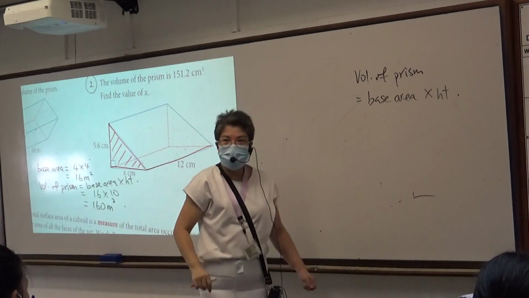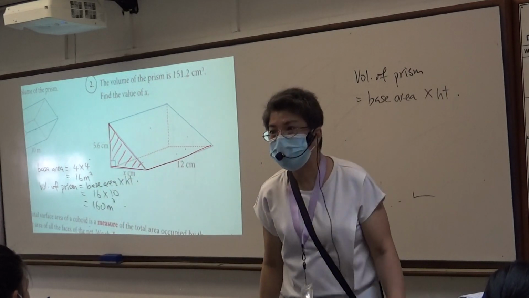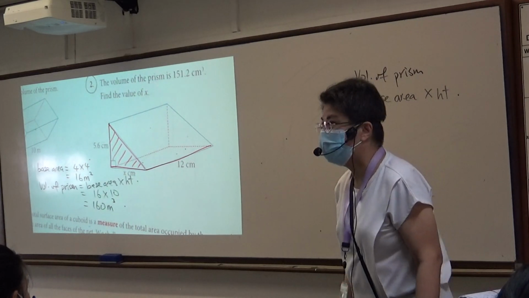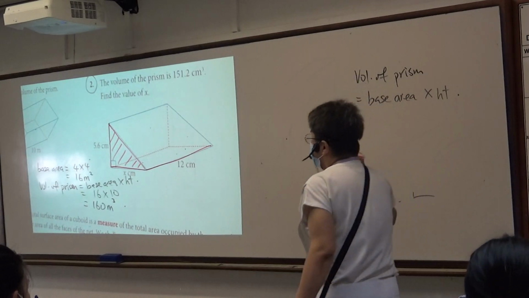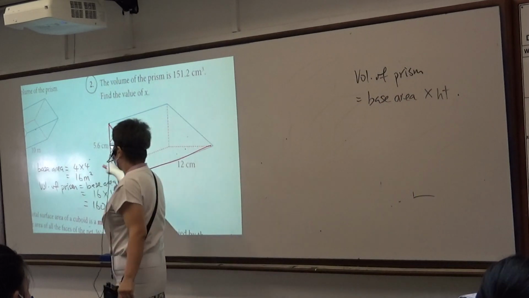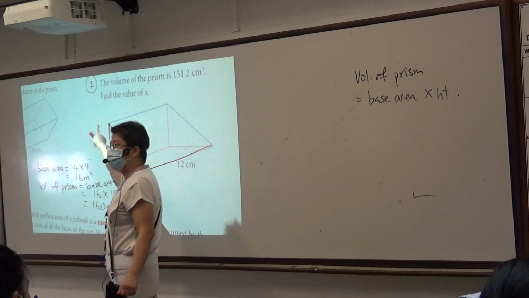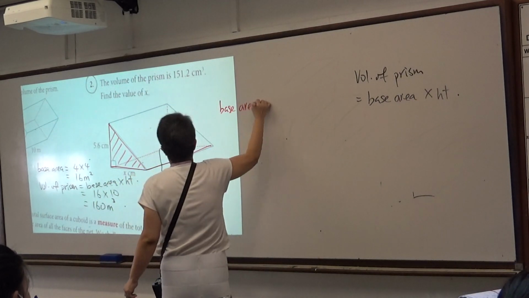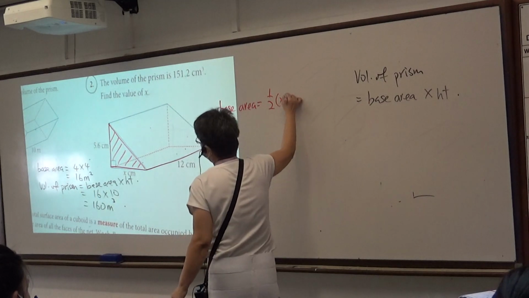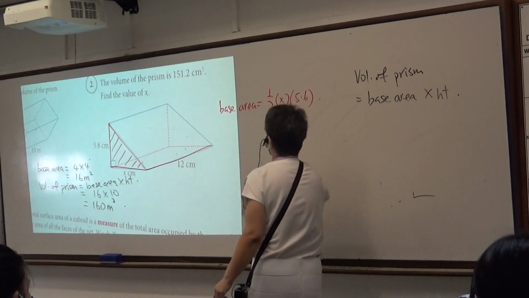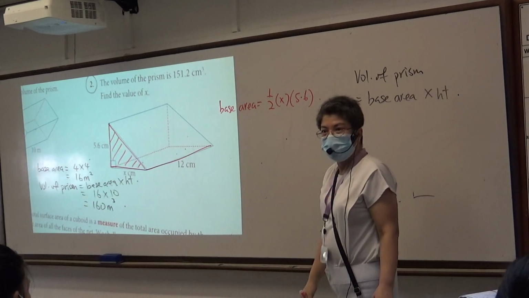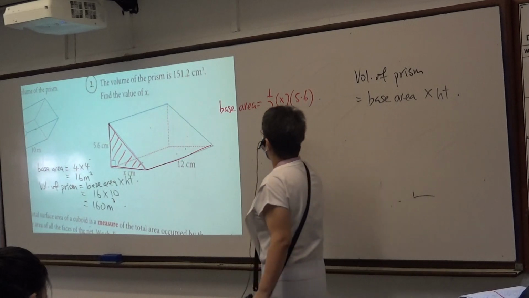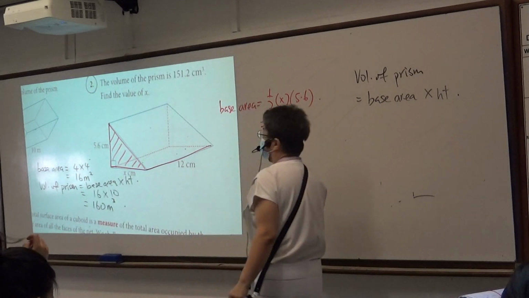Now, can you see that this one is in reverse order? But if it's in reverse order, don't panic. Understand? Don't panic. Okay. First of all, what is this shape? Triangle. Base area will be half times x times 5.6, right? Agree, class? Okay? Now, can you keep your calculator? How many x?